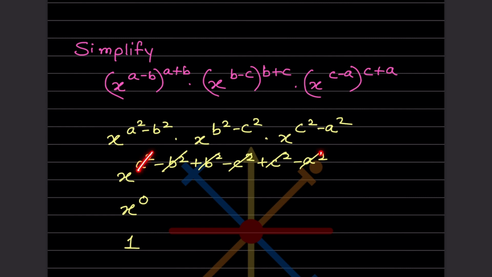We can cancel these: minus a square and plus a square, minus b square and plus b square, minus c square and plus c square. So what do we get here? That means the exponent here we get is 0. So anything raised to 0 is 1. So the answer should be 1. So by this we have completed this question over here.